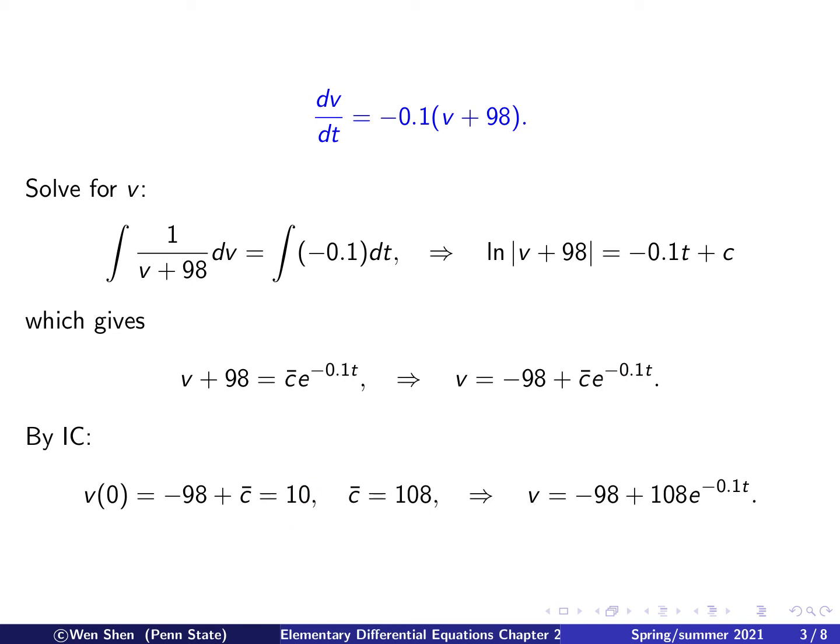That's my condition, and this allows me to solve for c bar, which is move the 98 over, just 98 plus 10, so it's 108. Okay, and then we can put the c bar back into the general solution, and we have the solution for the velocity at any time t bigger than 0 and before it hits the ground.